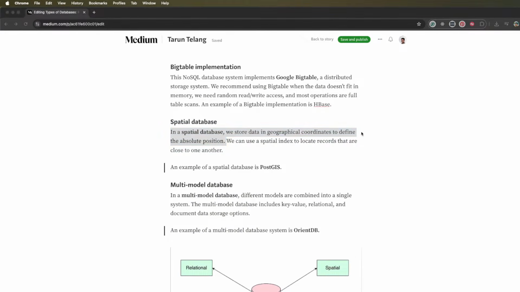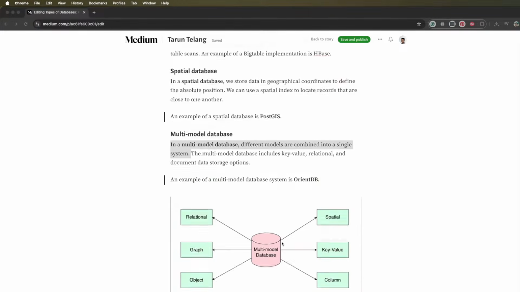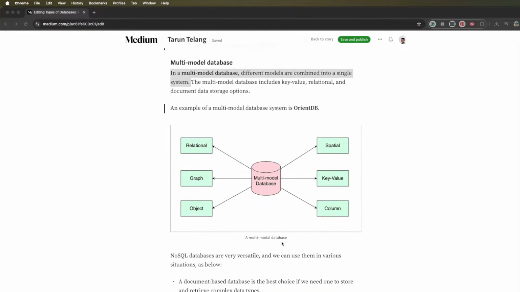And finally, the article mentions multi-model databases. OrientDB is given as an example. Multi-model, what does that mean? It means they offer the versatility of integrating different data models, maybe key value, document, and graph capabilities, all within a single system. So you get flexibility within the database itself. Yeah, potentially the best of several worlds, though maybe with some compromises compared to specialized databases.